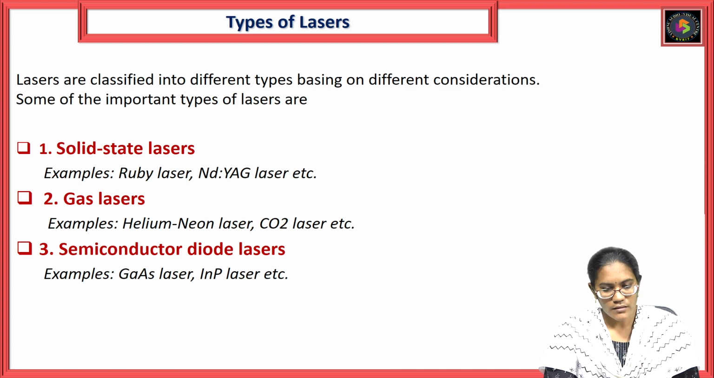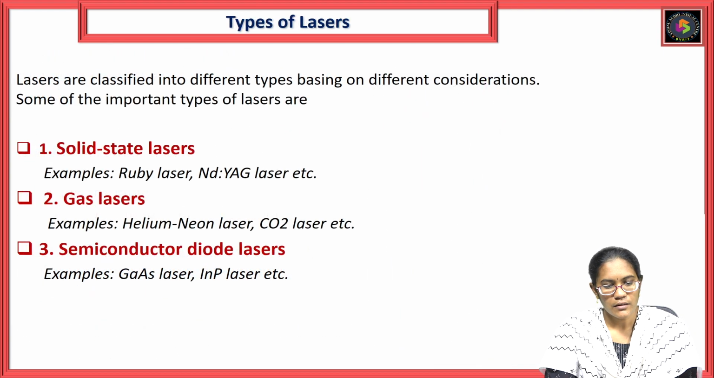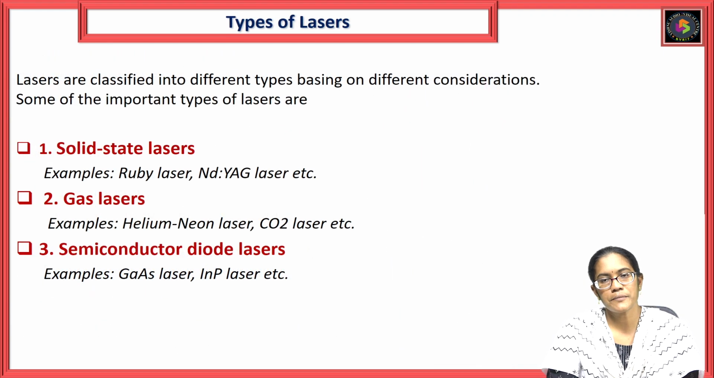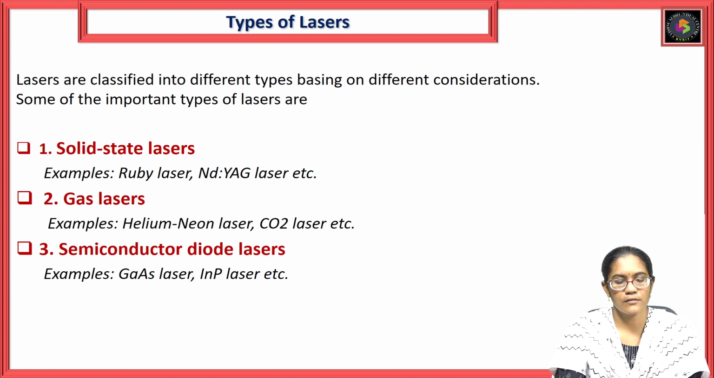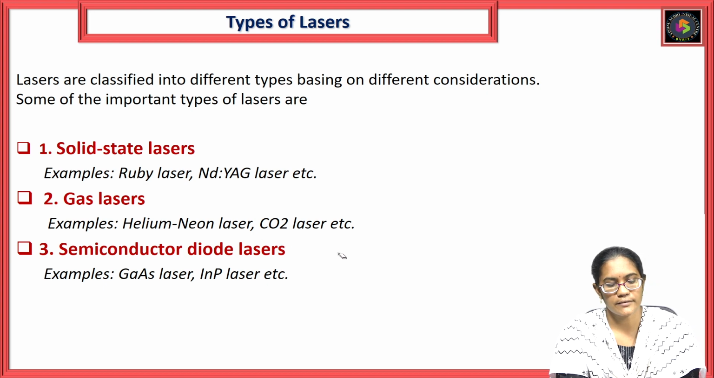Based on the nature of the active medium, lasers are classified into different types. Some of the important types of lasers are, first, solid state lasers, where the examples are the Ruby laser and the Nd:YAG laser. The second type is gas lasers, where the examples are the helium-neon laser and the carbon dioxide laser.